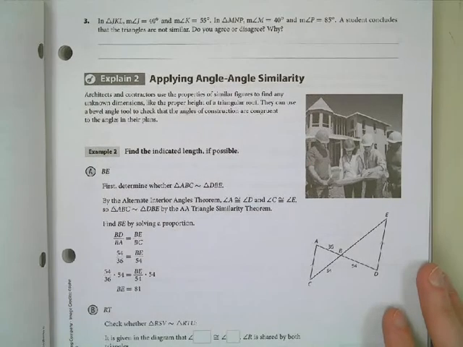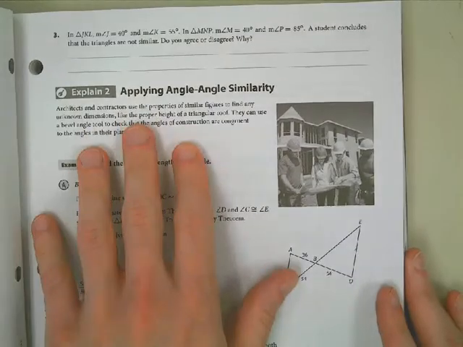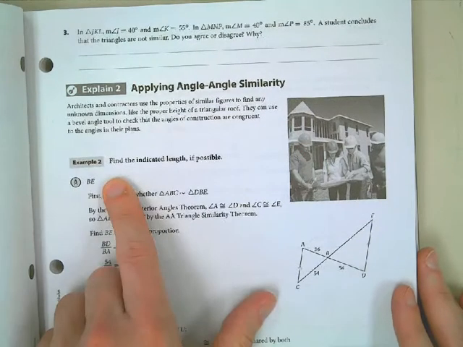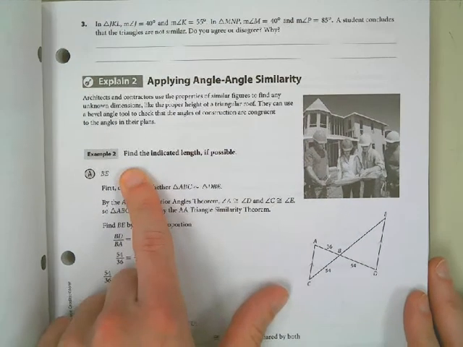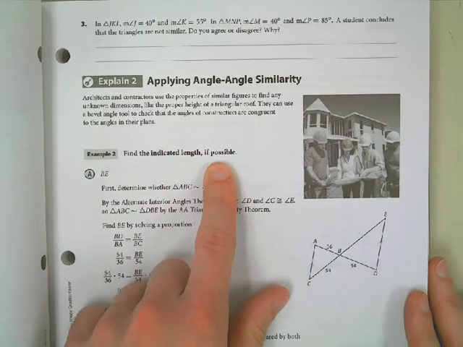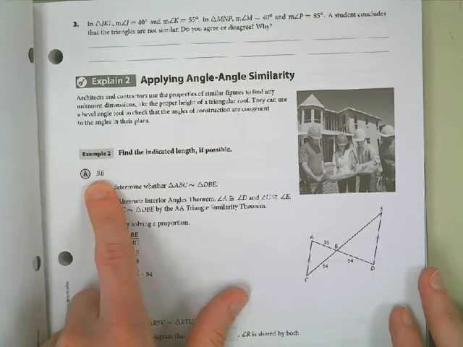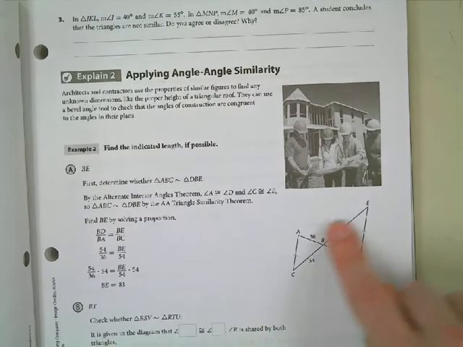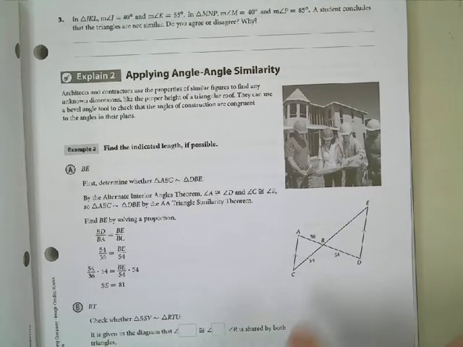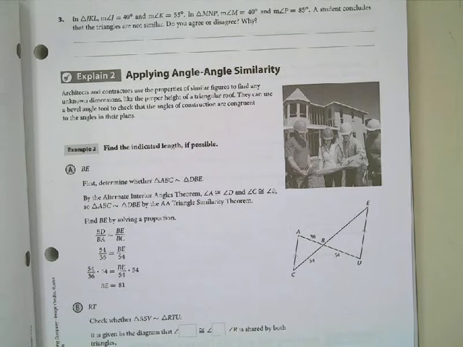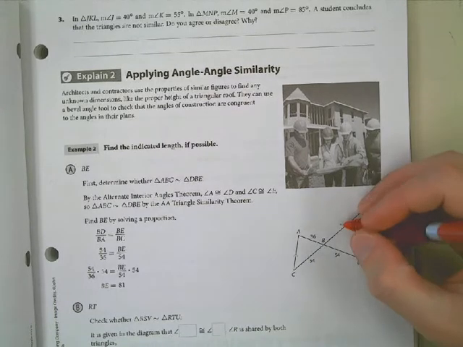So, applying angle-angle similarity. In Example 2, it says to find the indicated length if possible. Part A says we want to find BE. If you look over here in our diagram, there's BE. That's the side that we want to find. We don't know what it is, so we'll put a little X there.